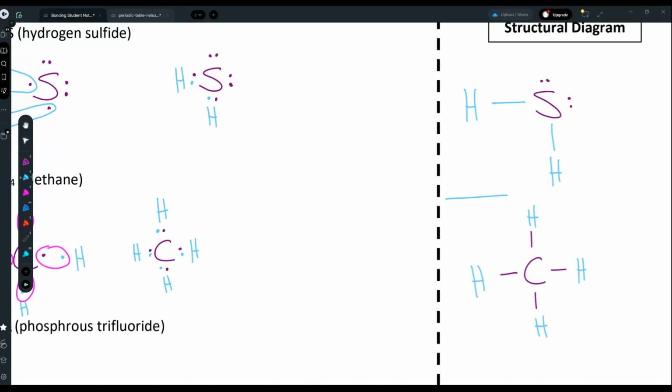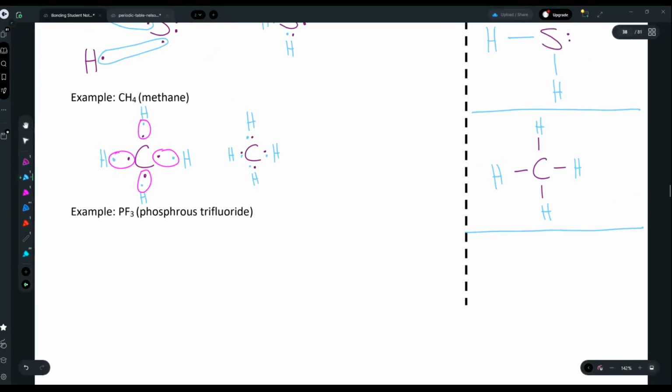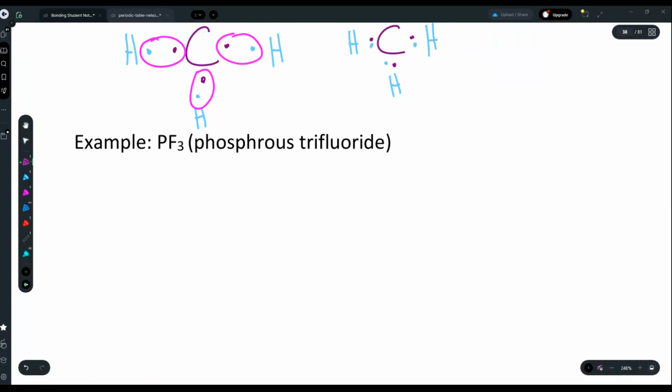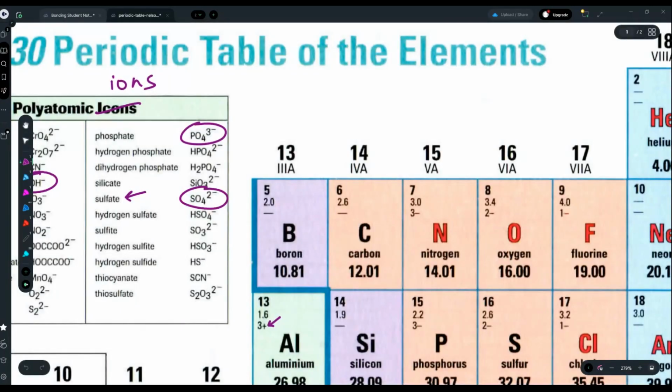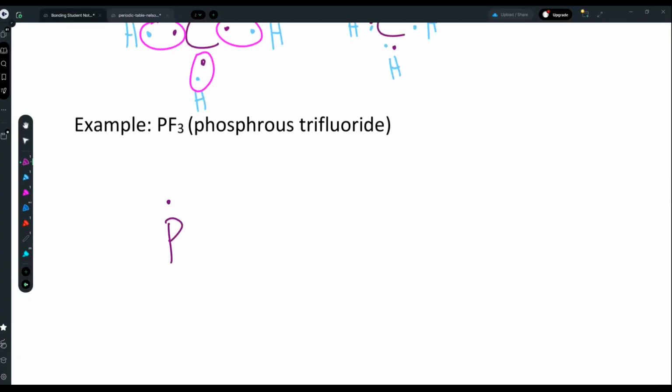Okay, I'm just going to draw a little line here to separate the hydrogen sulfide from the methane, and draw another line here to separate methane from our next compound, which is phosphorus trifluoride. Okay, so starting out the same way, we're going to have phosphorus. Phosphorus is part of group 15, so it has 5 valence electrons. So 1, 2, 3, 4, 5.